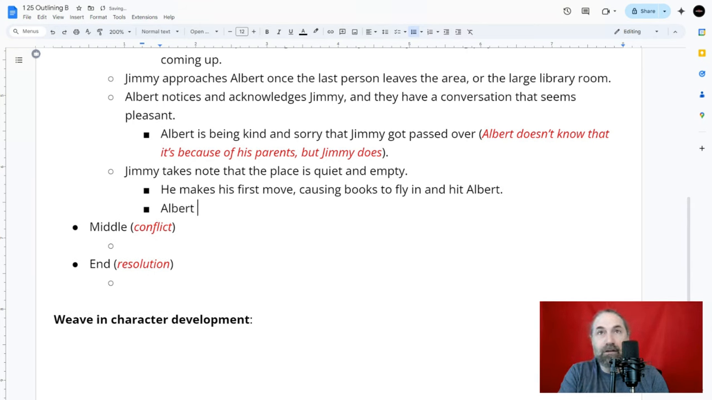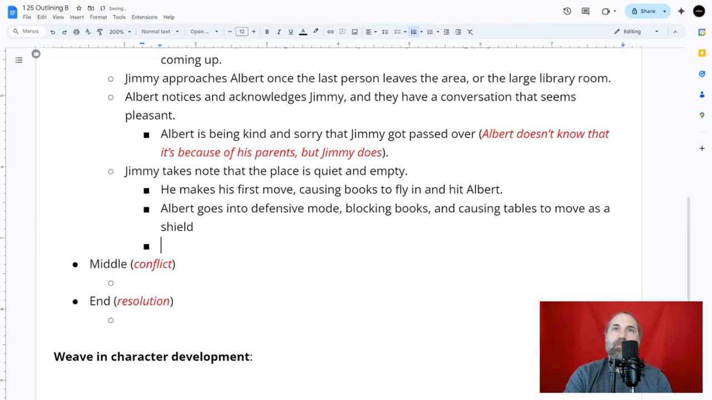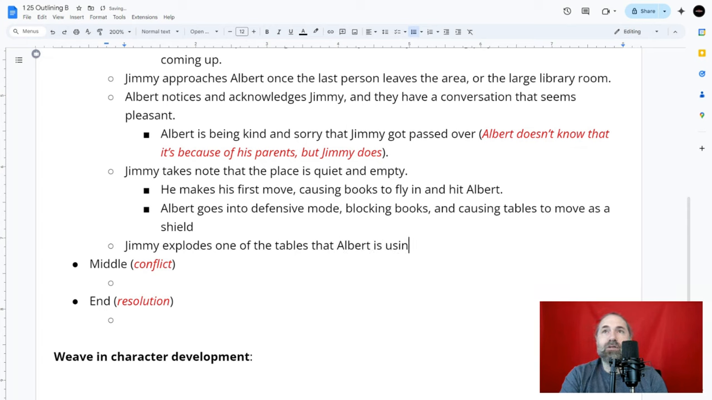Albert goes into defensive mode, blocking books and causing tables to move as a shield. Oh, yeah. All right. Now, we're going to do one more action beat, and then we're going to go into the midpoint conflict, okay? So the action beat is Jimmy. Oh, he explodes one of the tables that Albert is using as a shield.